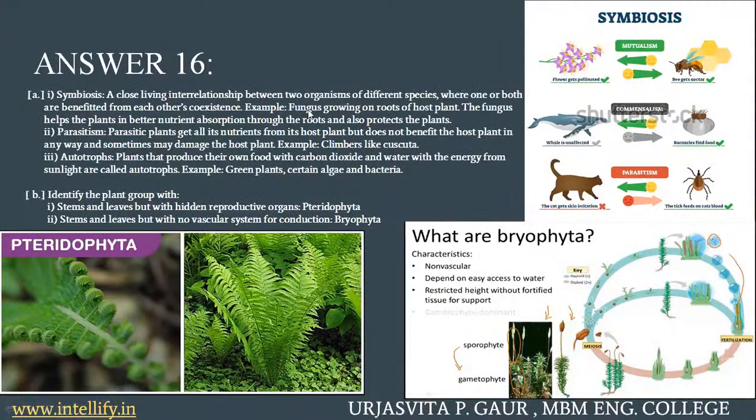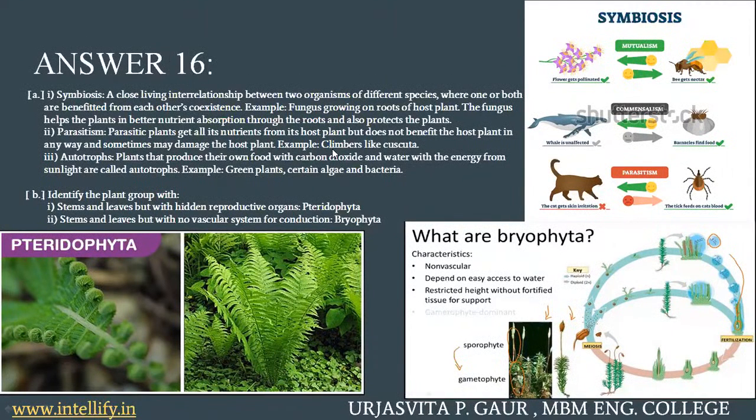The other example can be fungus, which is growing on the roots of host plants. The fungus will help the plants in better nutrient absorption through the roots and also protects the plants, right? In parasitism, it's only one way, like in the parasitic plants, they get all the nutrients from their host plants, but they do not benefit the host plant in any way, and sometimes may even damage the host plants.